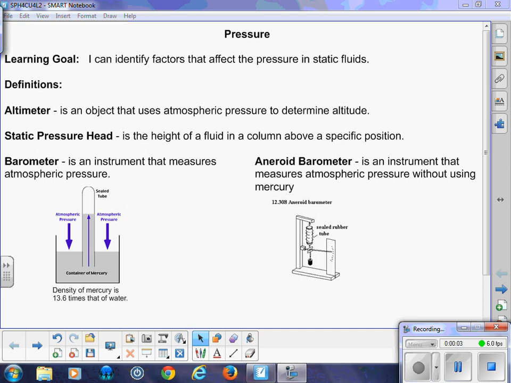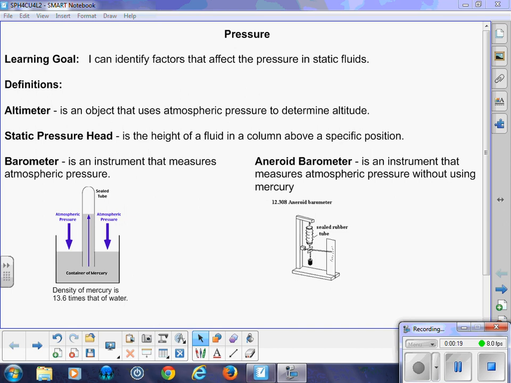Hello and welcome to the second lesson in hydraulics and pneumatics. In today's topic, we're looking at pressure. In the learning goal, I want you to be able to identify the factors that affect pressure in a static fluid. So again, there's a couple definitions that we need to talk about.